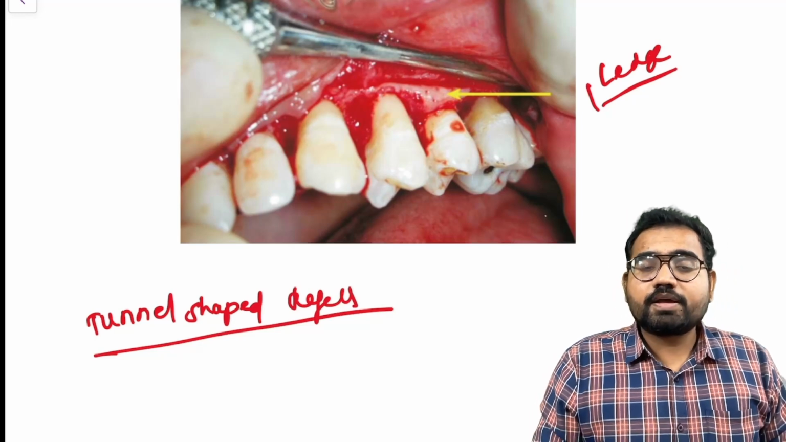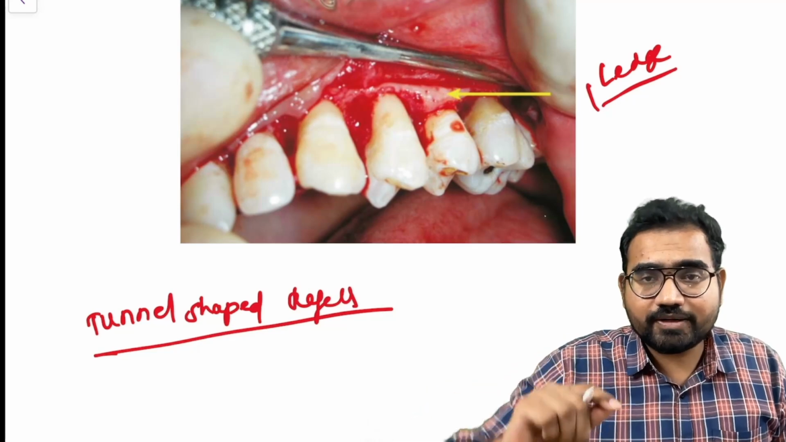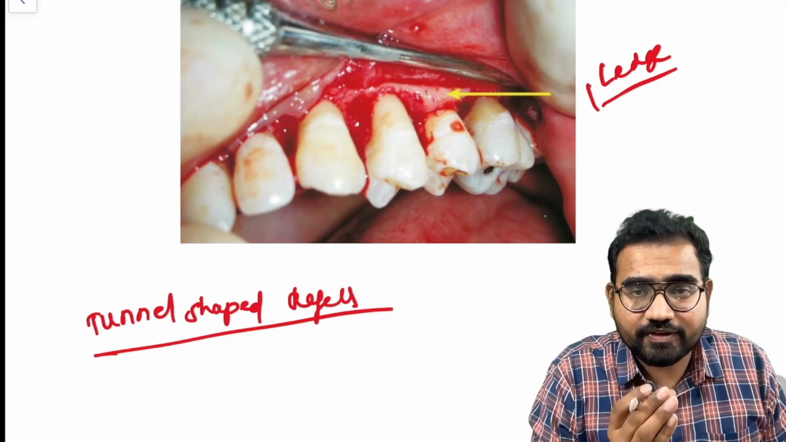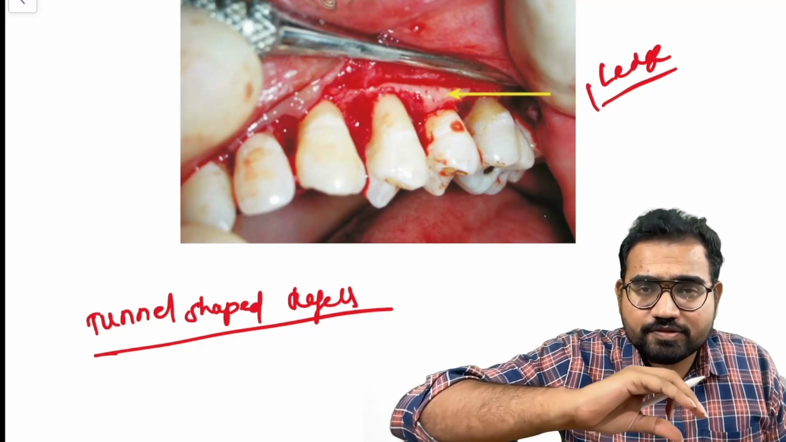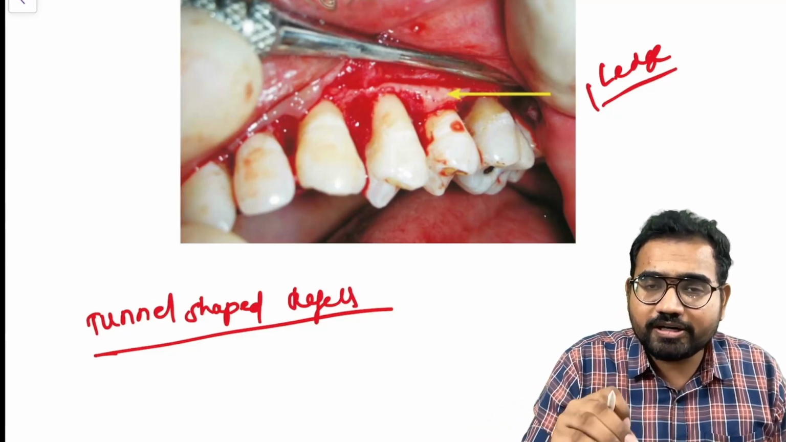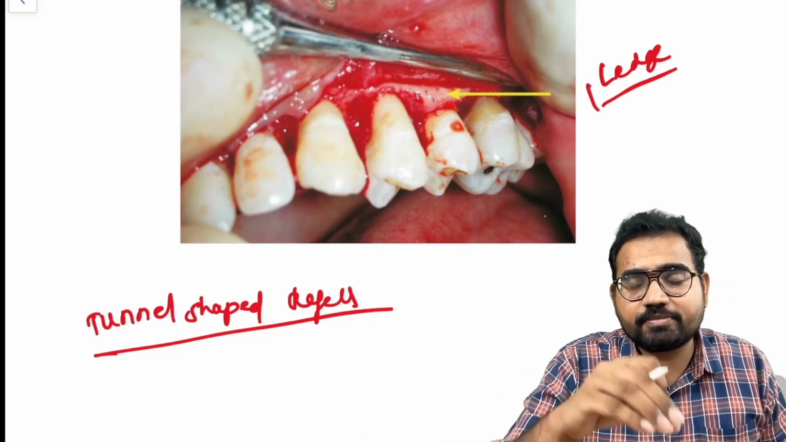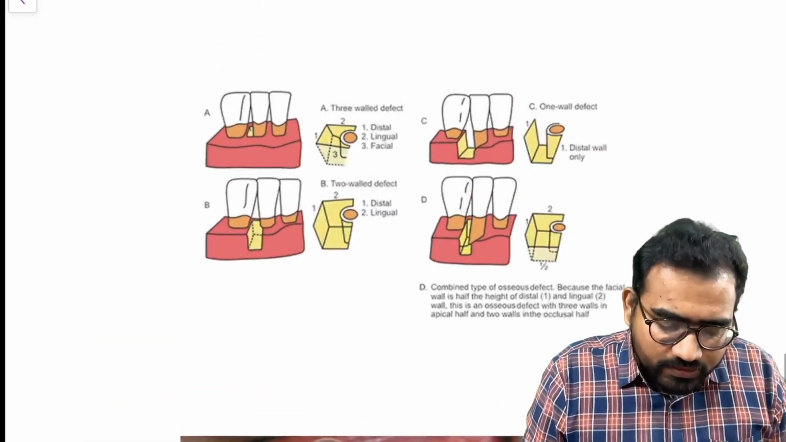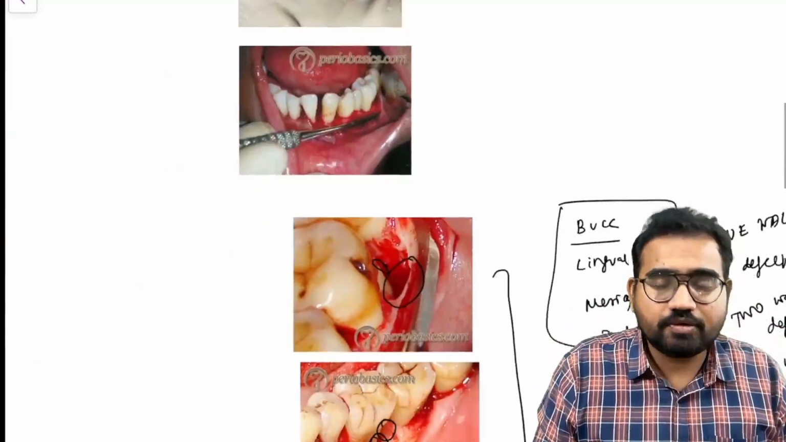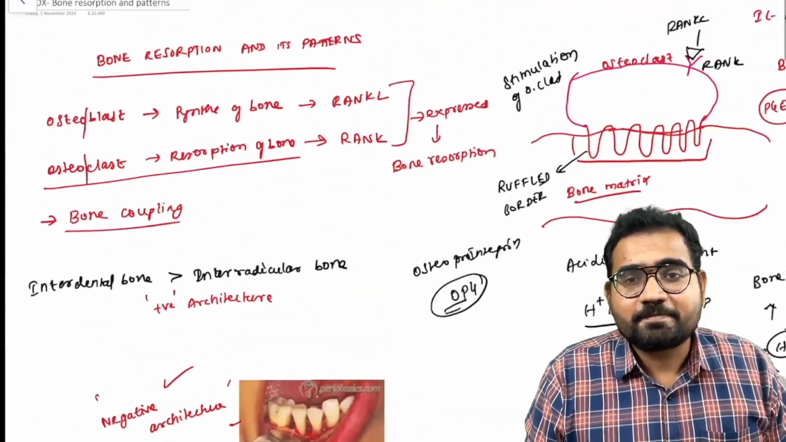Okay, see, when I have a trench like defect or a tunnel shaped defect, so when I have a small trench all around the tooth, that becomes a trench shaped defect. A small depression surrounding the entire tooth, trench shaped defects. Okay, so with this, the patterns of bone loss and various bone losses comes to an end.